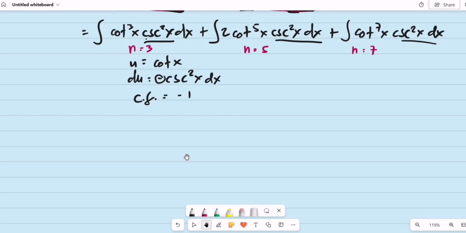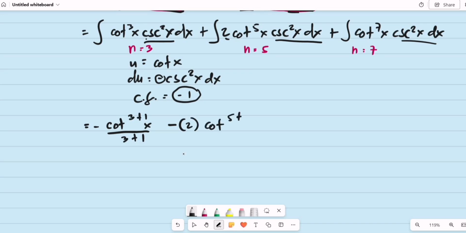Again, simply by using the power rule. So this is now equal to the integral of cotangent cube x cosecant squared of x. That is the same as cotangent, n is equal to 3. That is cotangent raised to 3 plus 1 of x divided by 3 plus 1. Again, don't forget our correction factor, negative 1. Then next is negative 1. We have a constant of 2, so that is multiplied by 2. That is cotangent raised to 5 plus 1 of x divided by 5 plus 1.